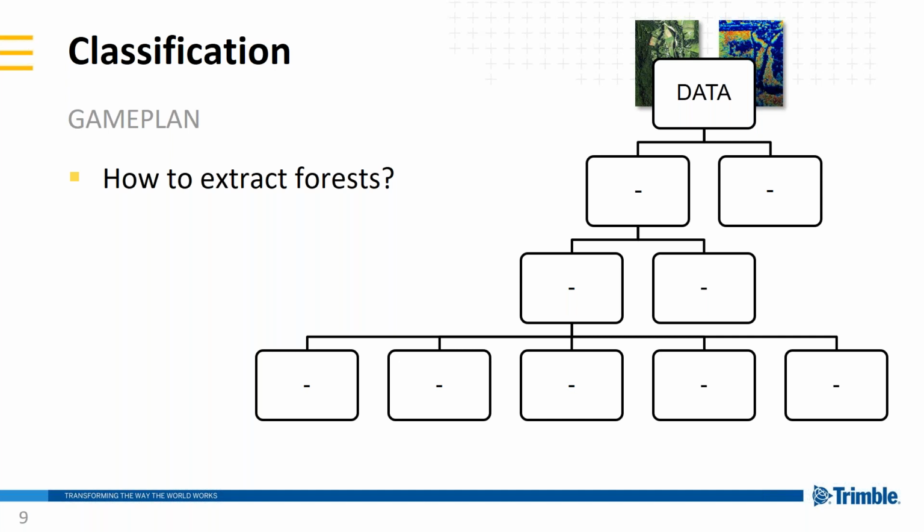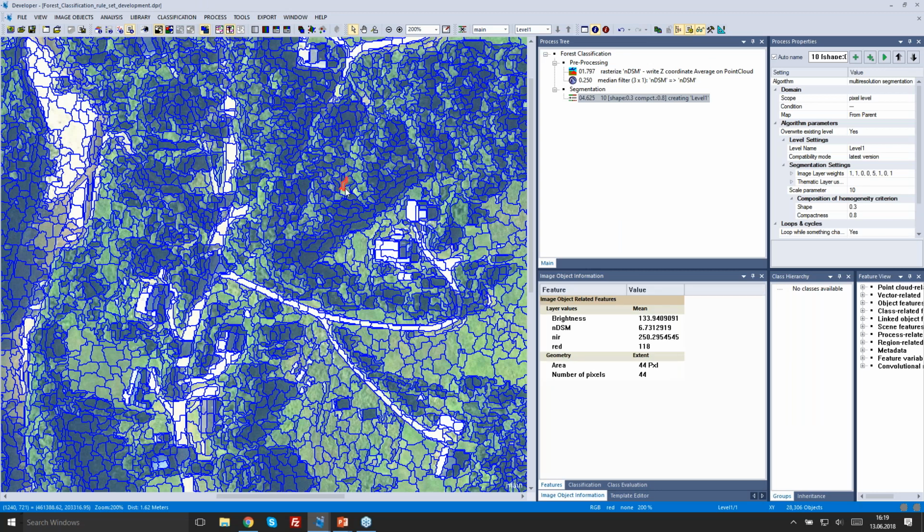So I suggest as a first step, we're going to use the NDSM, so the elevation, and we're going to discriminate elevated and non-elevated image objects. And then in the next step, we're going to have a look at the elevated classification and then start to think about how to discriminate the elevated into forests and non-forests. Okay, so let's go for the NDSM.